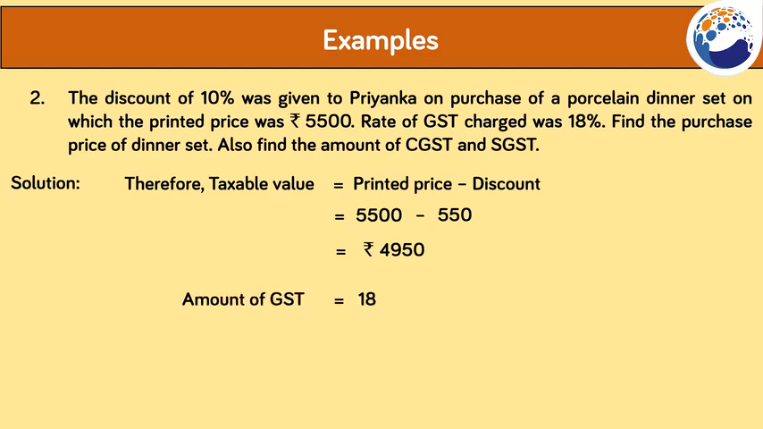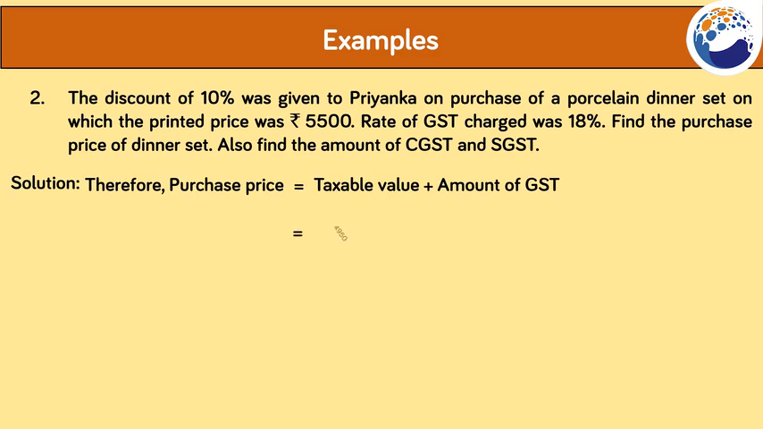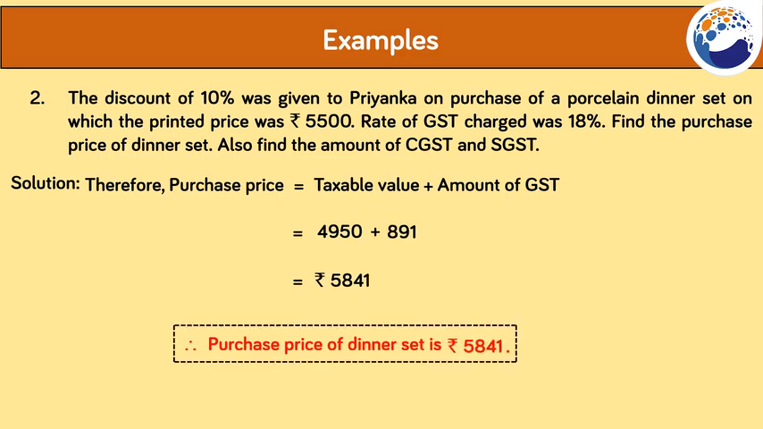Amount of GST is equal to 18% of taxable value, which is 18 upon 100 into 4,950, is equal to 891. Therefore, purchase price is equal to taxable value plus amount of GST, which is equal to 4,950 plus 891, is equal to Rs 5,841. Therefore, purchase price of dinner set is equal to Rs 5,841.